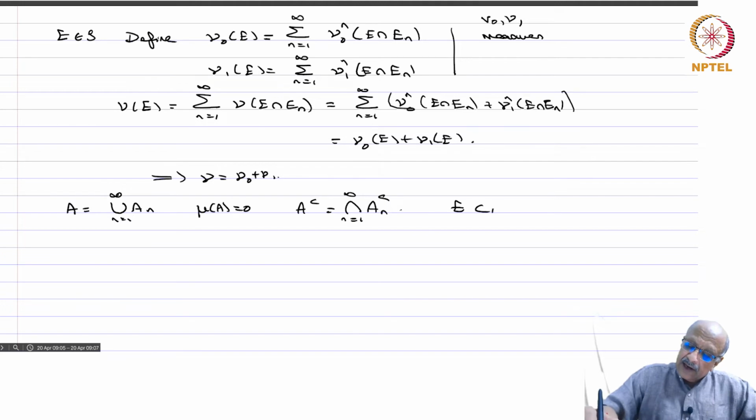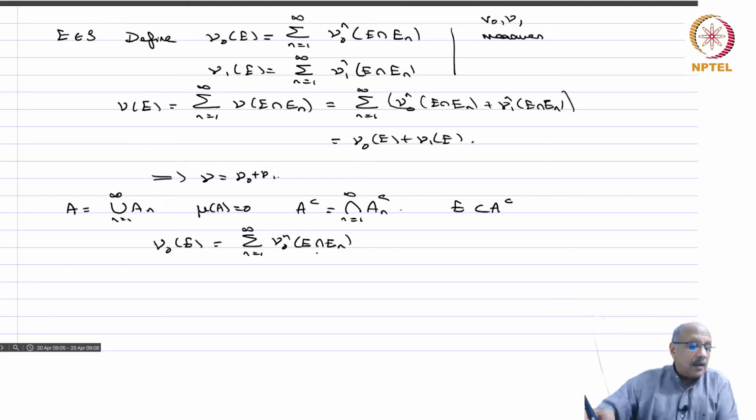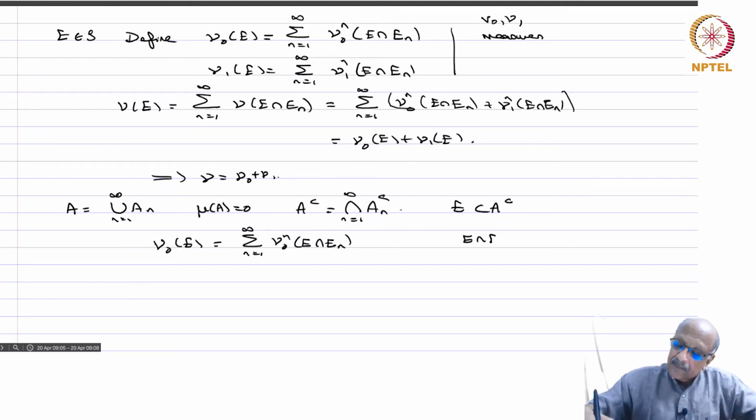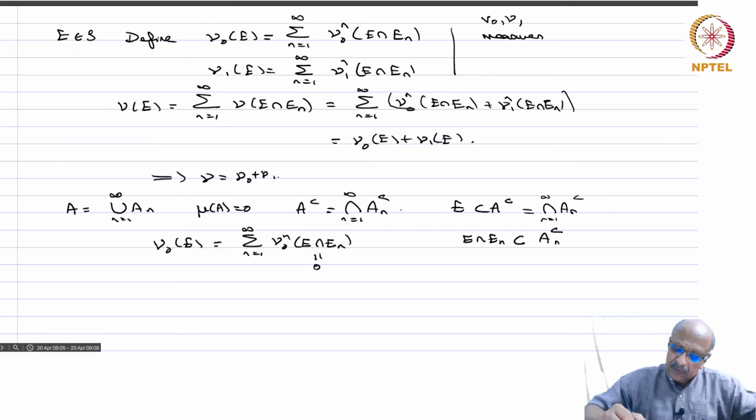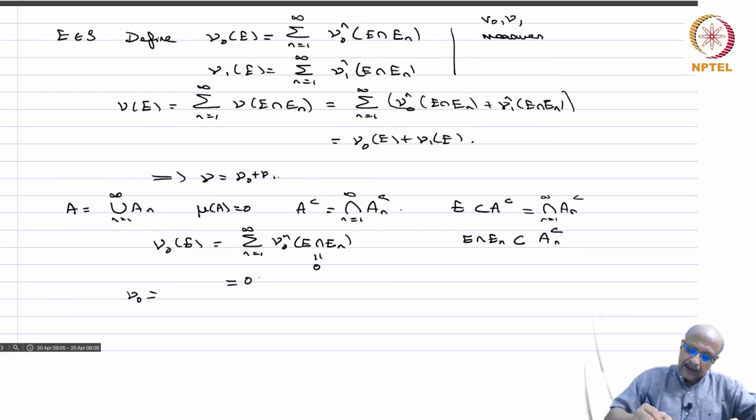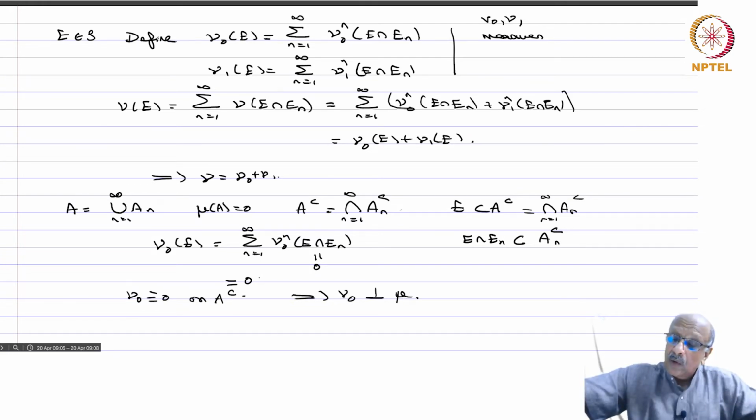It is the intersection n equals 1 to infinity of the complements of A_n. So if E is contained in the complement of A, then what is nu_0 of E? This is equal to the sum n equals 1 to infinity of nu_0n of E intersection E_n. But what is E intersection E_n? E is contained in the complement of A, which is the intersection of all these, so E intersection E_n is contained in the complement of A_n. So each one of them is 0, and therefore this is equal to 0. So nu_0 is identically 0 on the complement of A, and therefore this implies that nu_0 is singular with respect to mu.